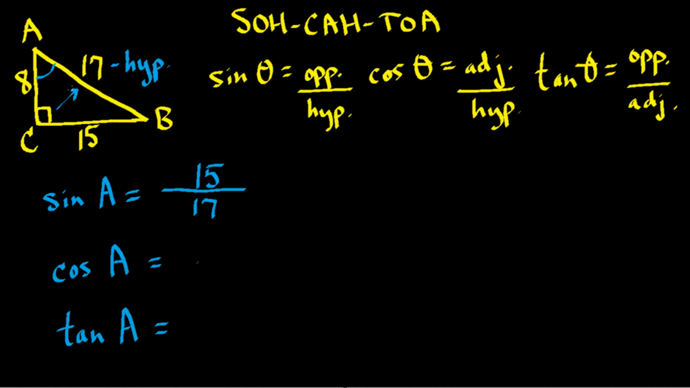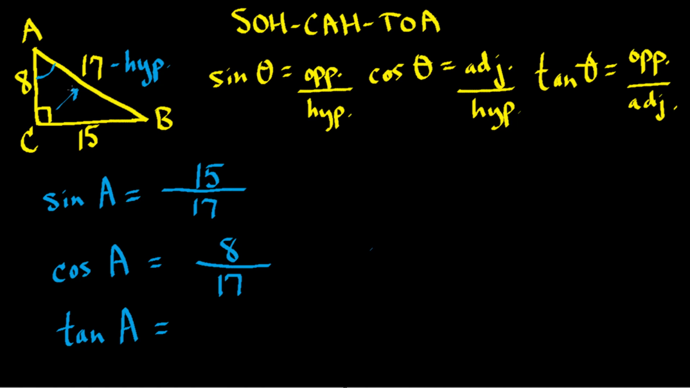For cosine, we're looking for the adjacent side over the hypotenuse. So our hypotenuse will be the same value, since we're still talking about angle A and we're still looking at this right triangle with a hypotenuse of 17. The adjacent side, meaning a side touching angle A, we never use the hypotenuse for the adjacent side, so that means our adjacent has to be 8. So cosine of angle A is 8 over 17.